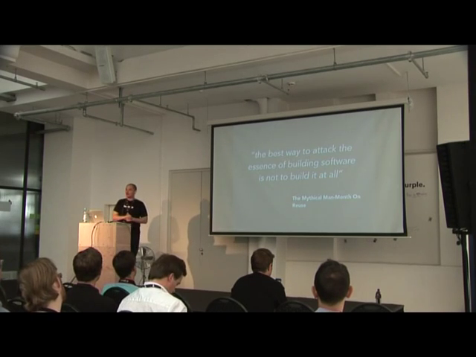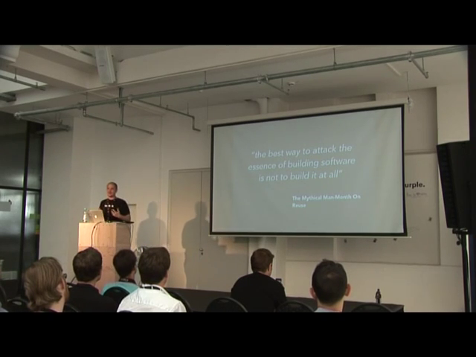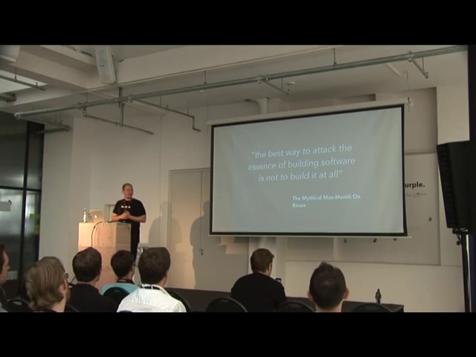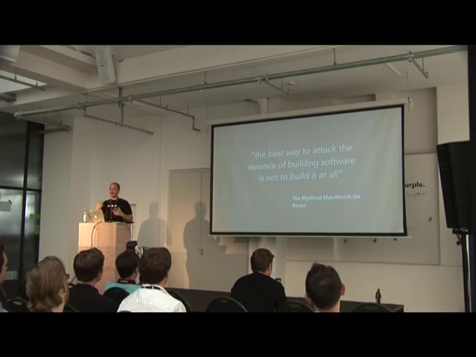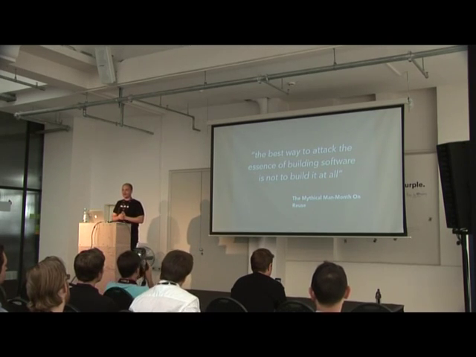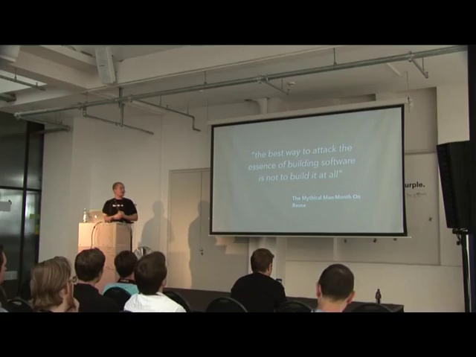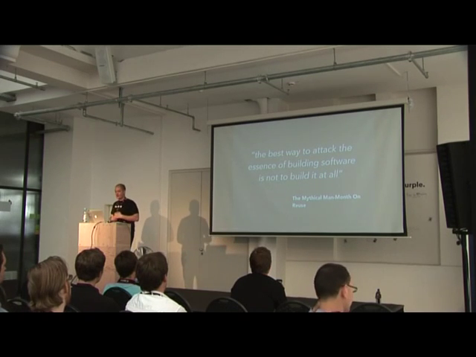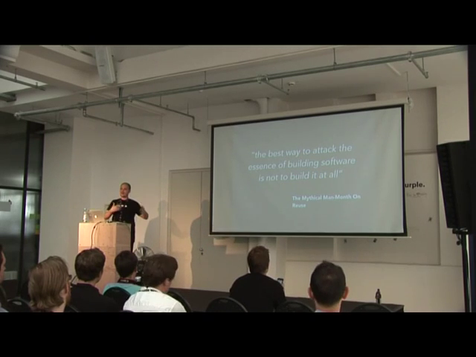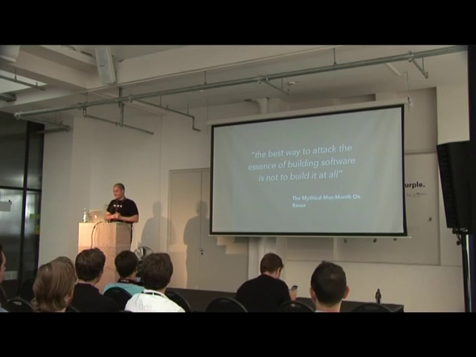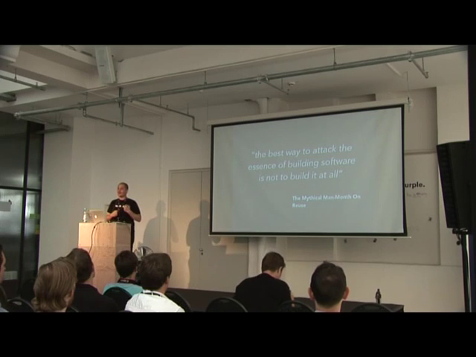So I thought it'd be interesting to go back and look at the books that tried to discuss this problem, and one of the most famous books on this subject is The Mythical Man-Month. I flipped through the book and started looking for things that talk about how to write maintainable software, and this quote stood out: "The best way to attack the essence of building software is not to build it at all." This was a section on software reuse. Throughout the book, there's a theme about software modularity and software reuse. After that, I sat down and thought, who knows more about software modularity and software reuse?